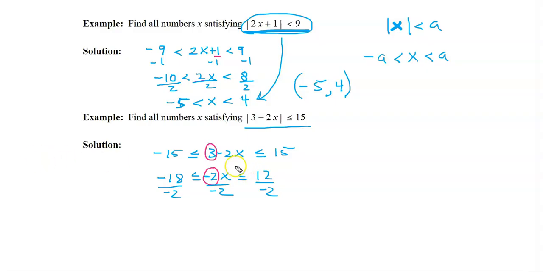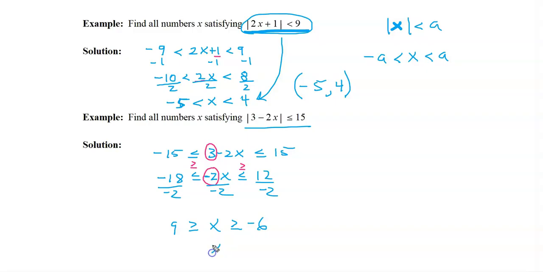These inequalities must be flipped like this when we divide by -2. And what we end up with then is -18 over -2, which is 9, is bigger than or equal to x, is bigger than or equal to -6. And let's just reorder this so we have the smaller number on the left, the larger number on the right.